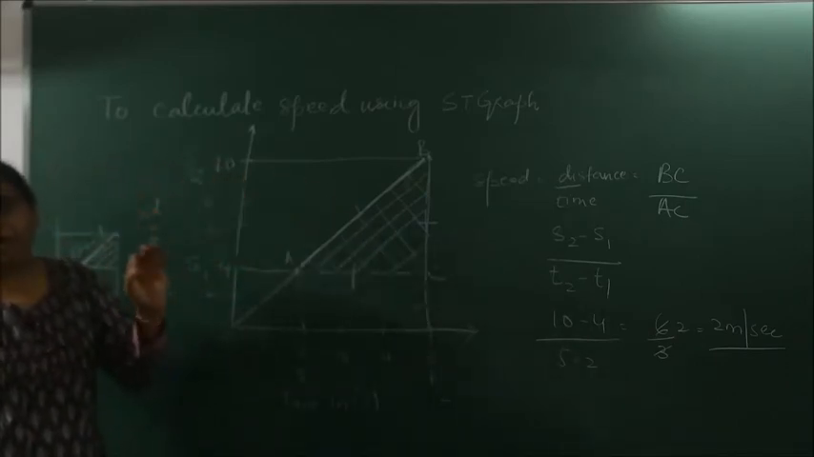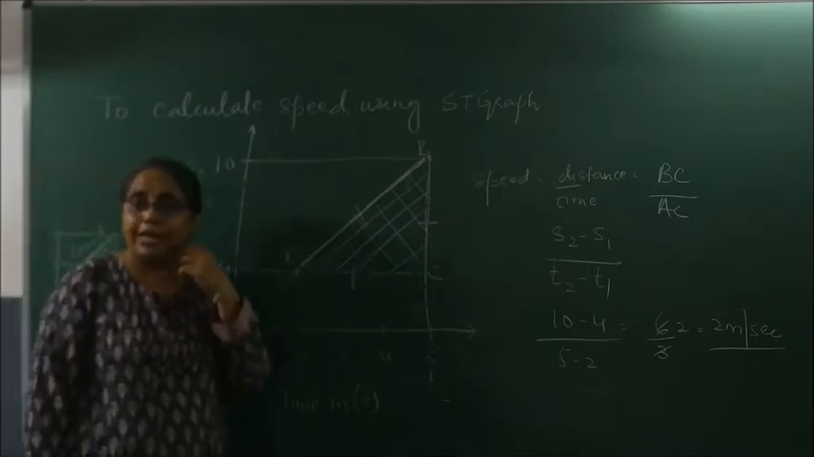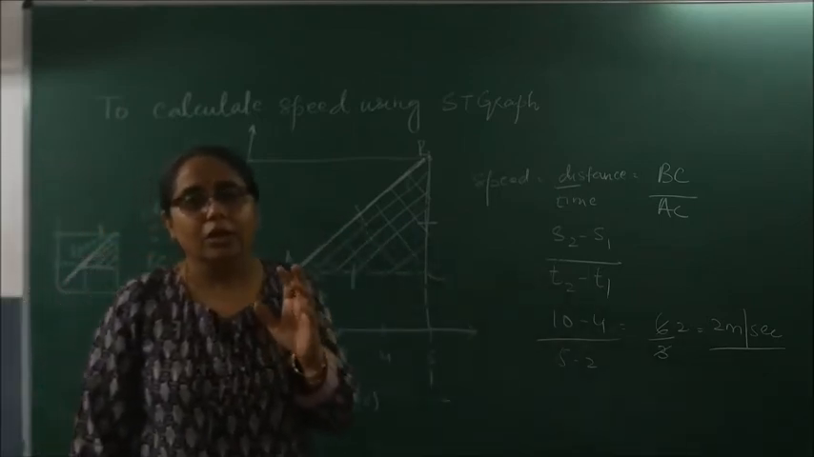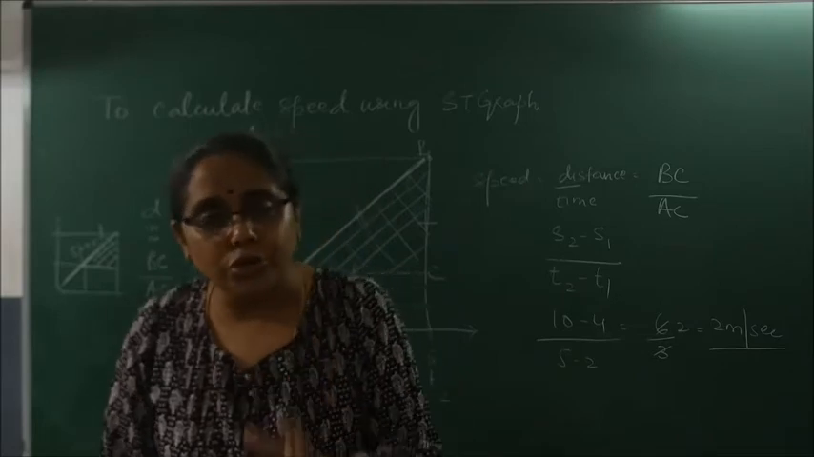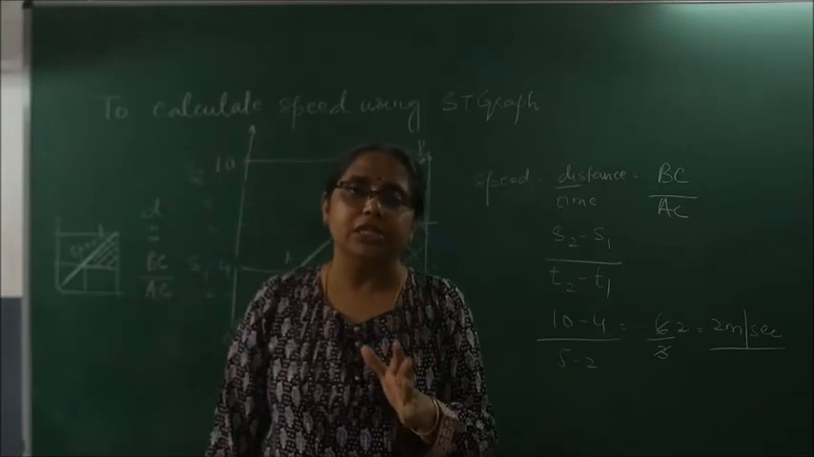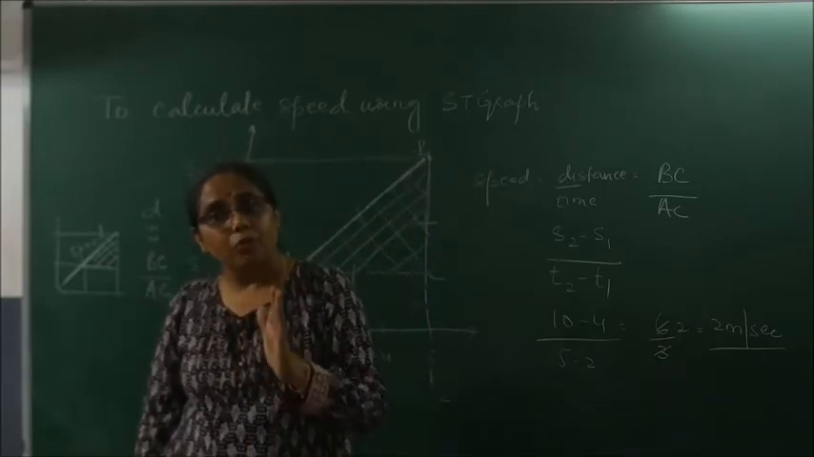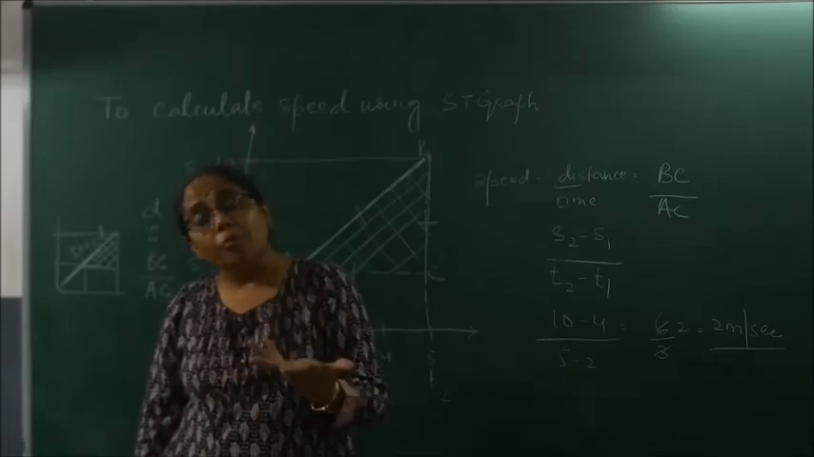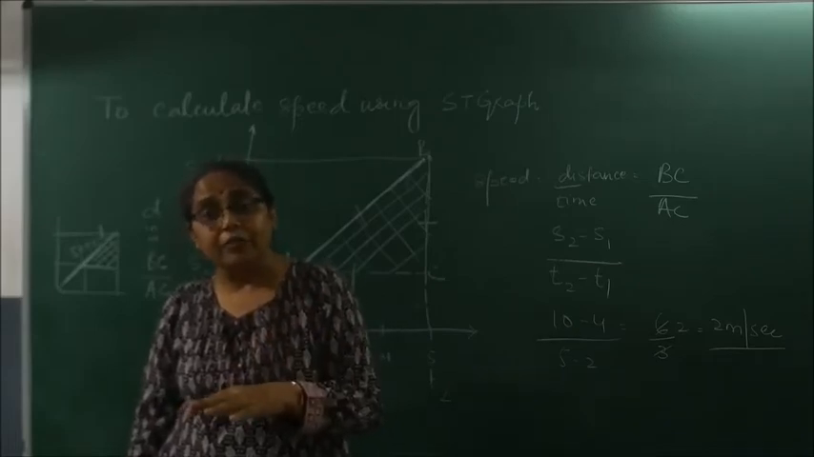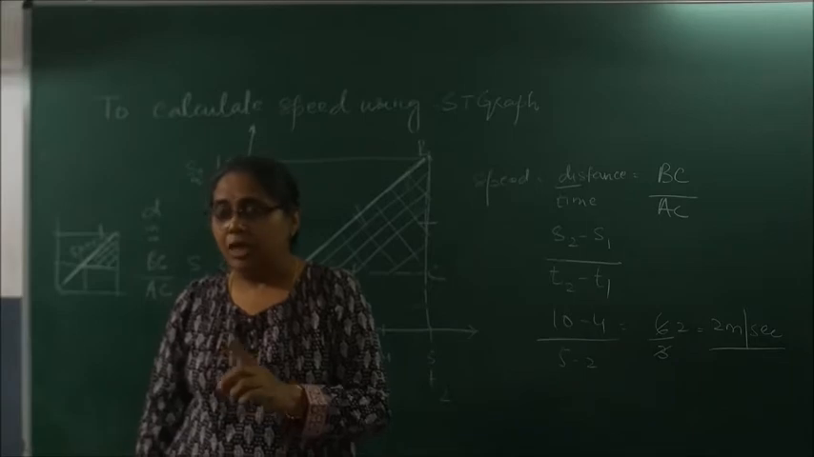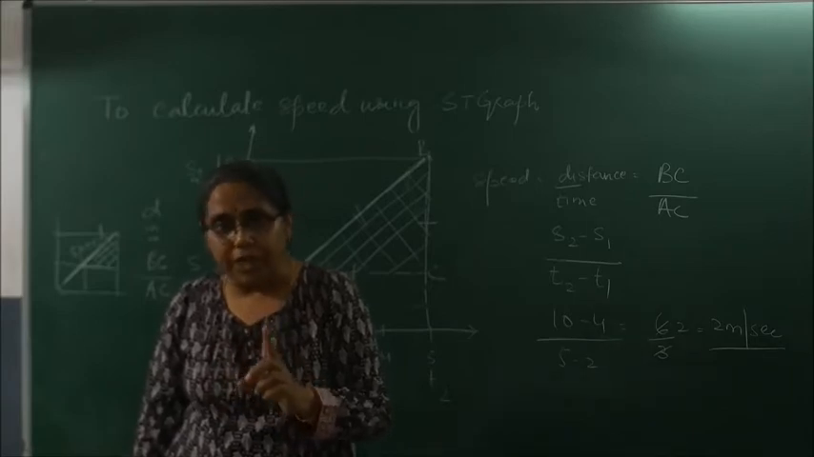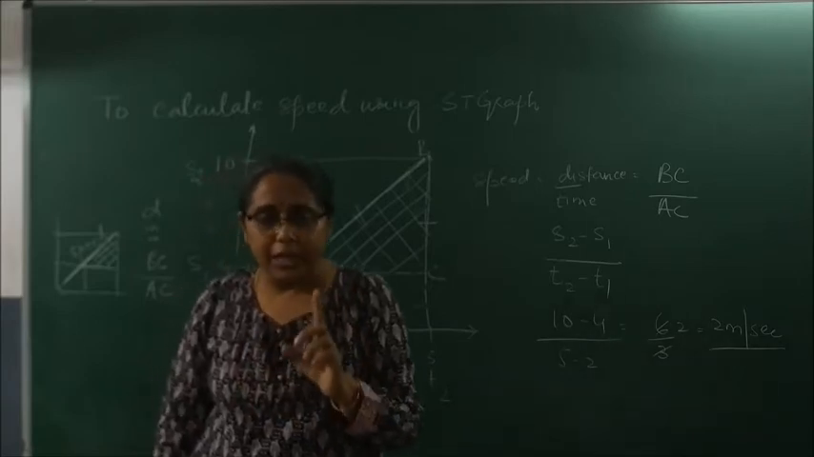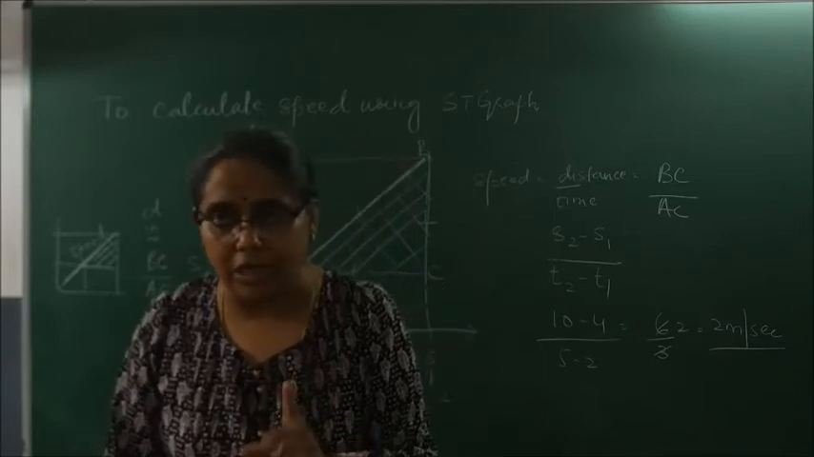So remember, in objective type questions or any questions about the graph, you should know that the slope of the distance time graph gives me speed. The slope of the displacement time graph will give me velocity. The distance time graph gives me speed. The displacement time graph will give me velocity.